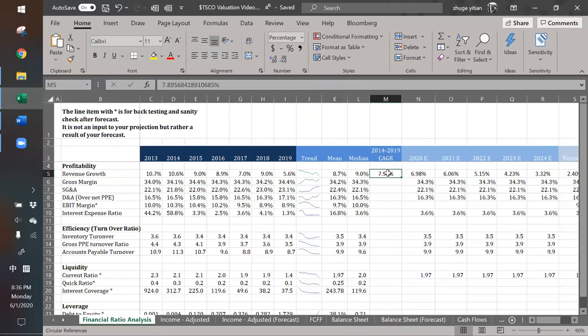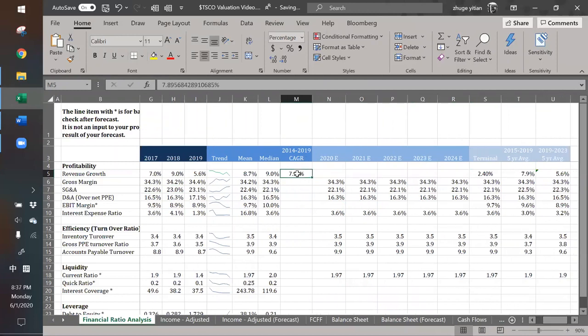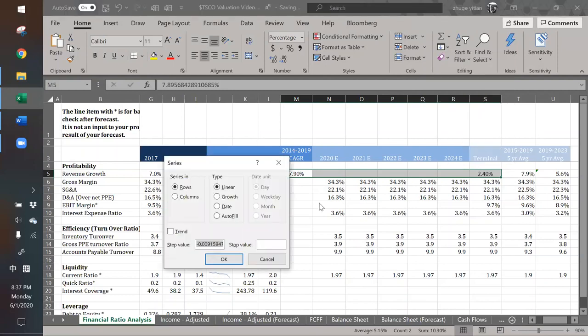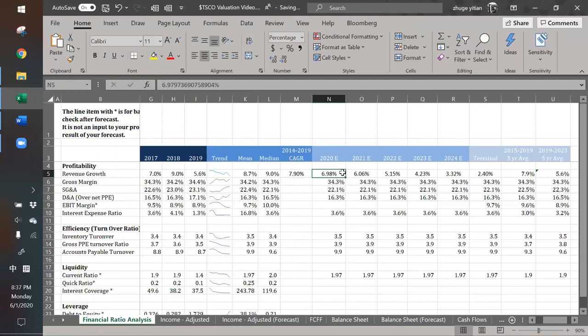Here, I use a very simple and basic way. I calculated the 2014 to 2019 compound annual growth rate, which is 7.9. I set this as the beginning growth rate, and 2.4 is my terminal growth rate. I will use these two numbers and also the Excel function Series Fill to automatically generate the growth rates based on linear regression. You will need to click Trend here.